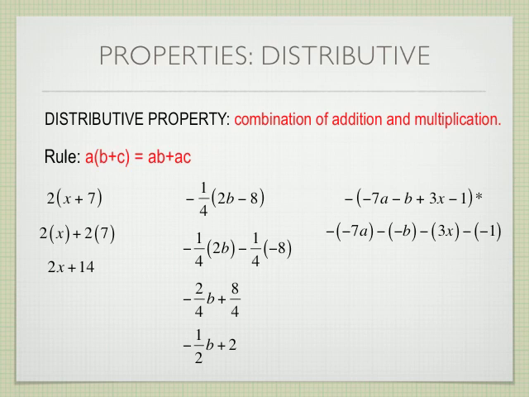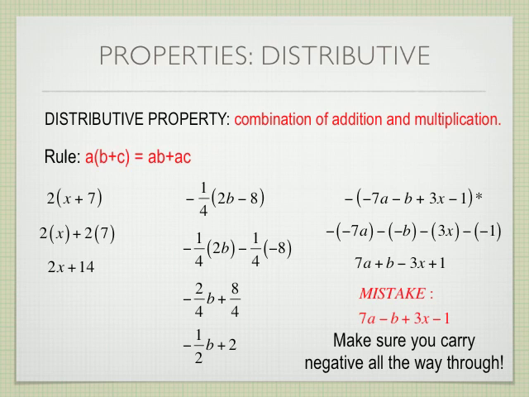So you'd have the opposite of negative 7a is 7a. The opposite of negative b is b. The opposite of 3x is minus 3x. The opposite of negative 1 is positive 1. So it just changes all the signs inside the parentheses. The mistake people make is they just change the sign of the first term and they forget about changing the signs of all the other terms. Make sure you carry that negative all the way through the parentheses.